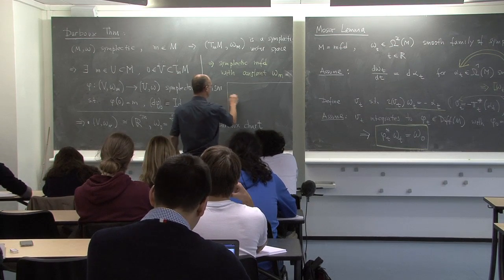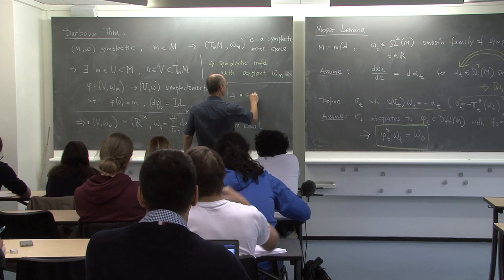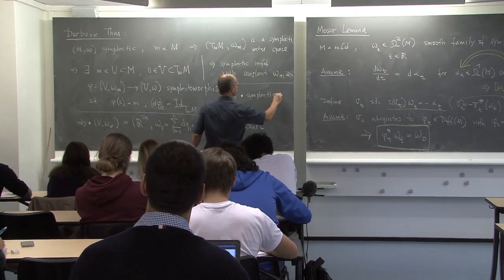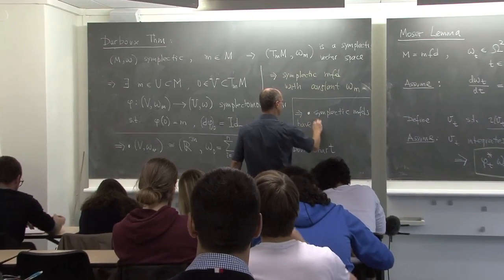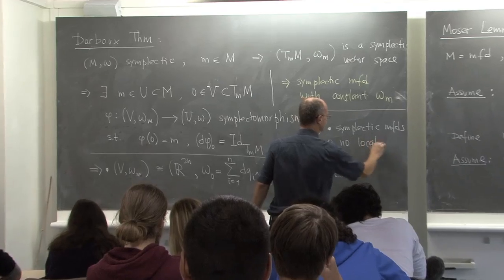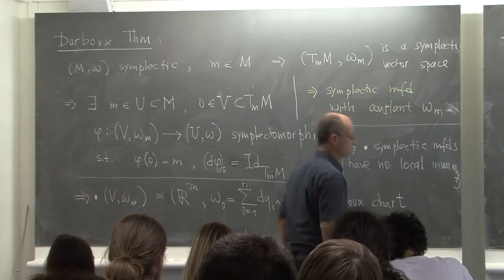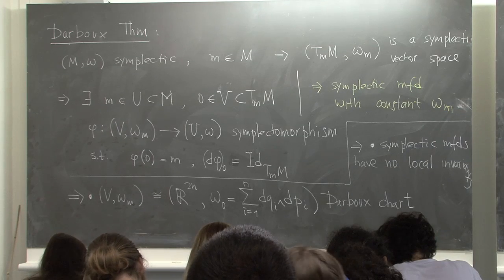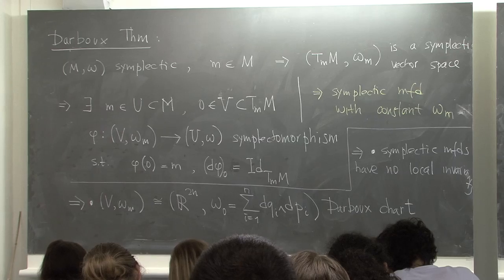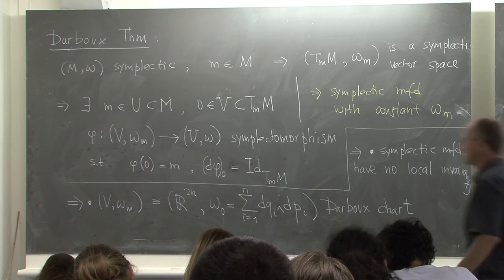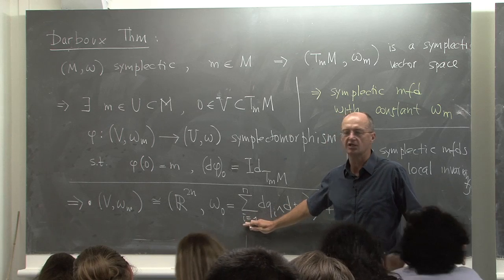So another thing, maybe somewhat informally, says that symplectic manifolds have no local invariance. Right? So a neighborhood of every point in a symplectic manifold always looks the same. You can always identify it with a neighborhood of the origin in R^2n with this standard symplectic form.